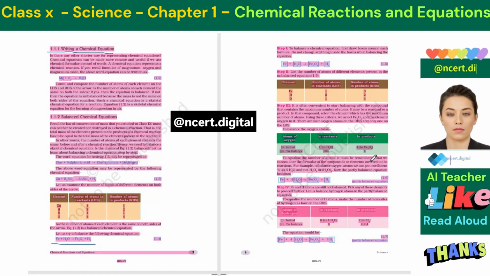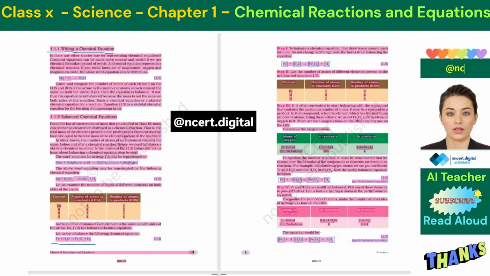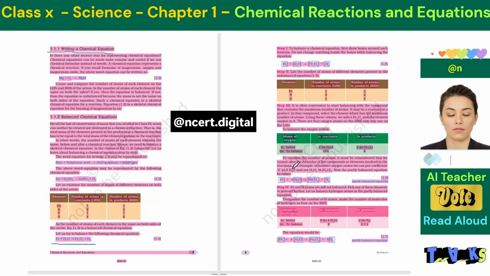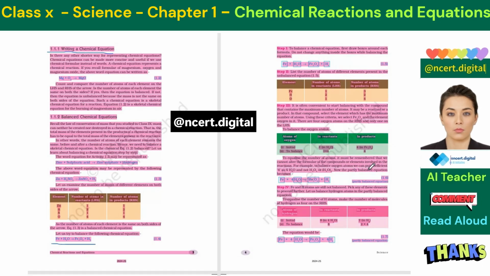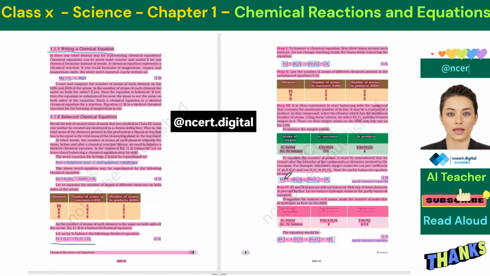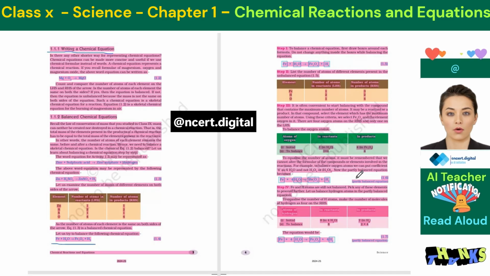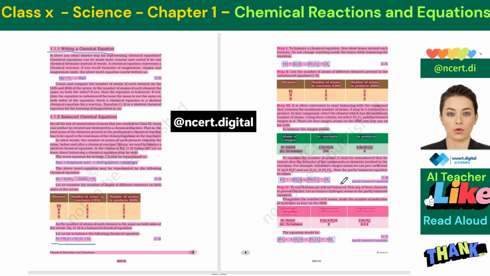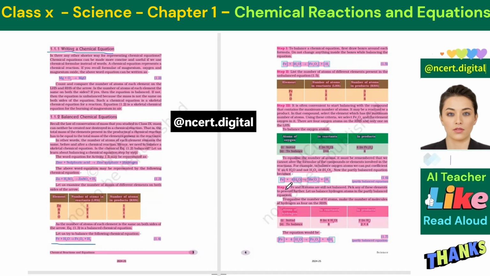It must be remembered that we cannot alter the formulae of the compounds or elements involved in the reactions. For example, to balance oxygen atoms, we can put coefficient 4 as 4H2O and not H2O4. Now the partly balanced equation becomes Fe + 4H2O → Fe3O4 + H2 (1.6), partly balanced equation.